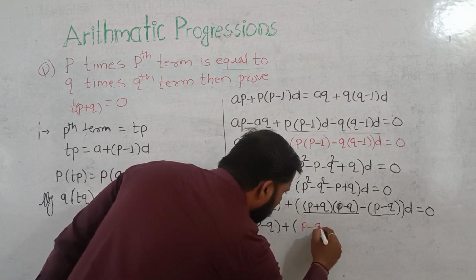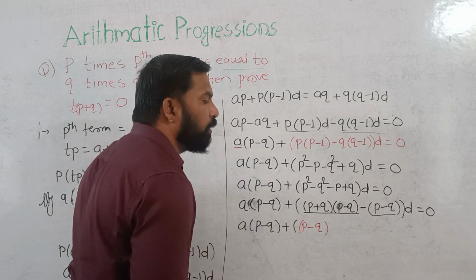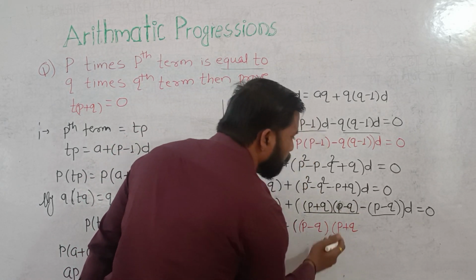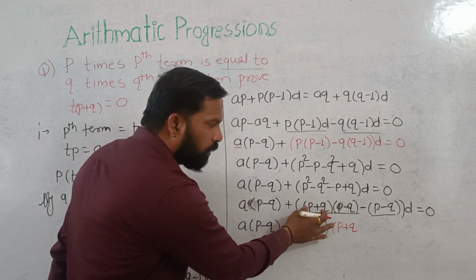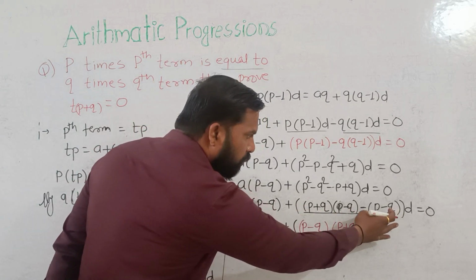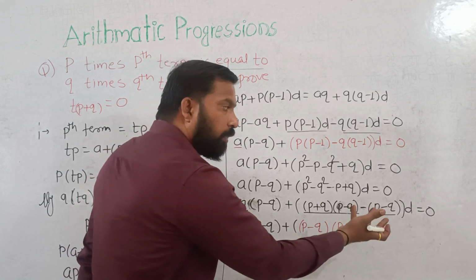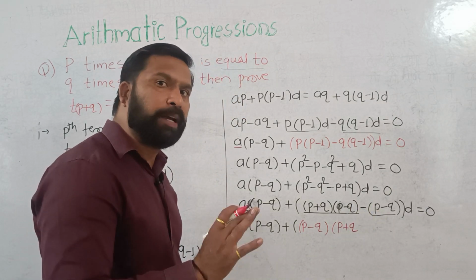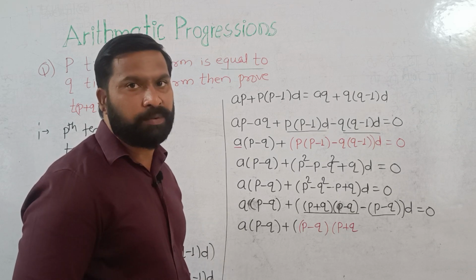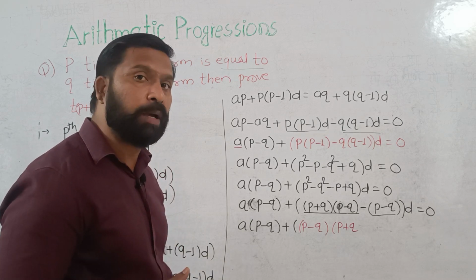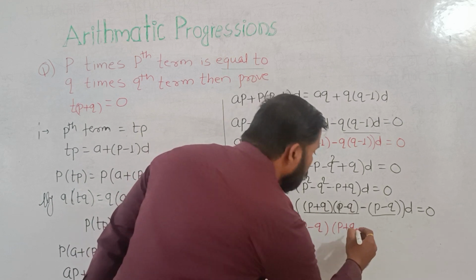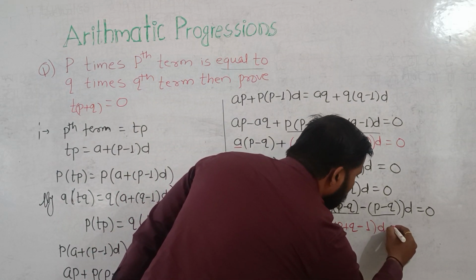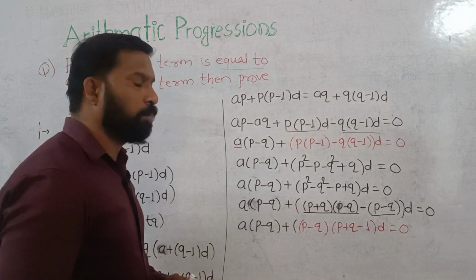Chalo, I want to write P minus Q as a common. Then what will remain inside the bracket? Obviously P plus Q. If P minus Q is outside, what will remain? P plus Q. If P minus Q is outside, nothing will remain. Nothing means if you divide P minus Q by P minus Q, 7 by 7, 1, 100 by 100, 1, P minus Q by P minus Q, 1. So here minus 1 into D, which is equal to 0.